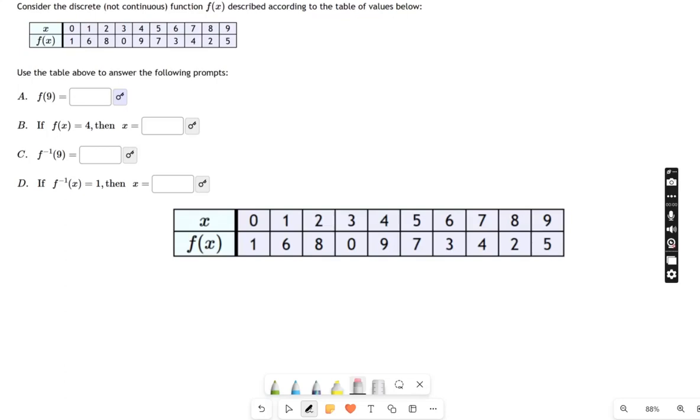This problem is showing us a discrete function. In other words, a bunch of points. This is not a line function, it's just a bunch of dots. And it's saying the following. If I have a whole bunch of x values, that's this top row, those are my x values, then I have a corresponding whole bunch of y values. These are like coordinate points.